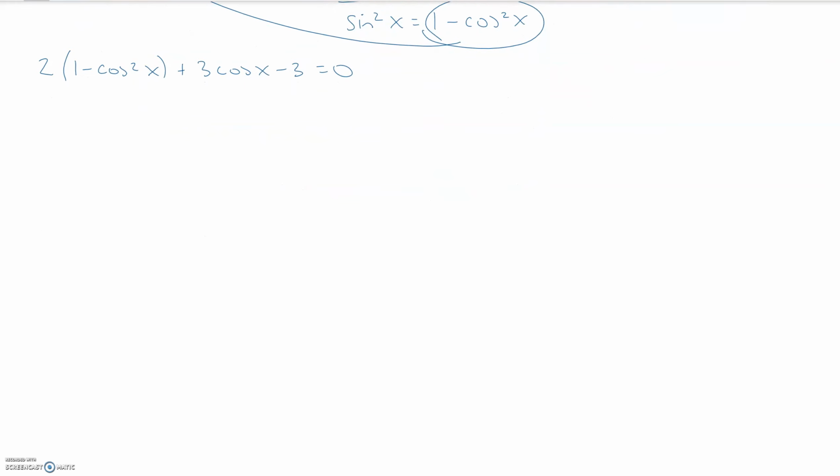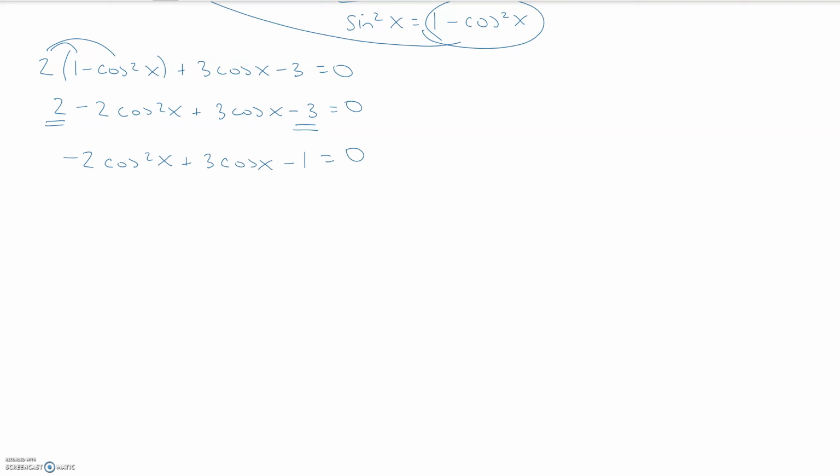And now with a little bit of simplification, we're into one of those factoring types of problems that we're able to solve. I'm going to go ahead and distribute my 2. I get 2 minus 2 cosine squared x plus 3 cosine x minus 3 equals 0. I'm going to combine my constant terms. So I have negative 2 cosine squared x plus 3 cosine x minus 1 equals 0.